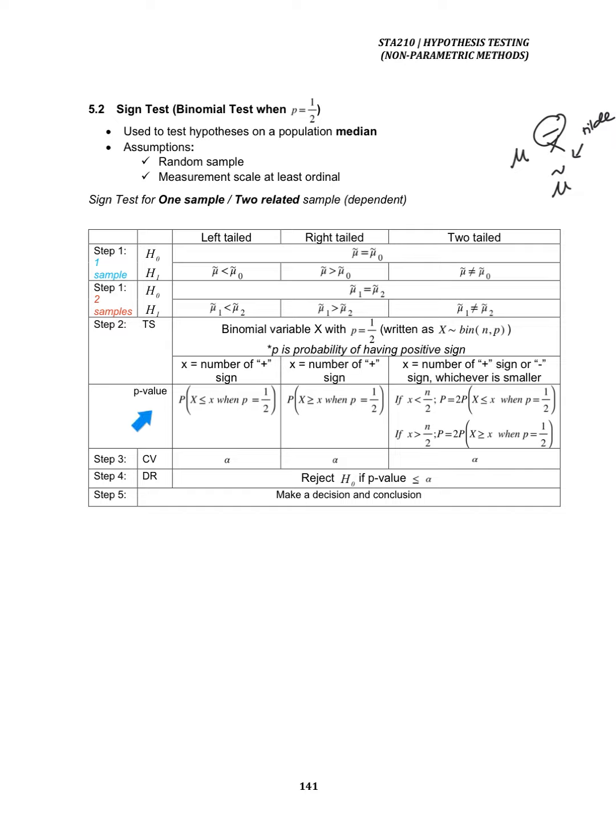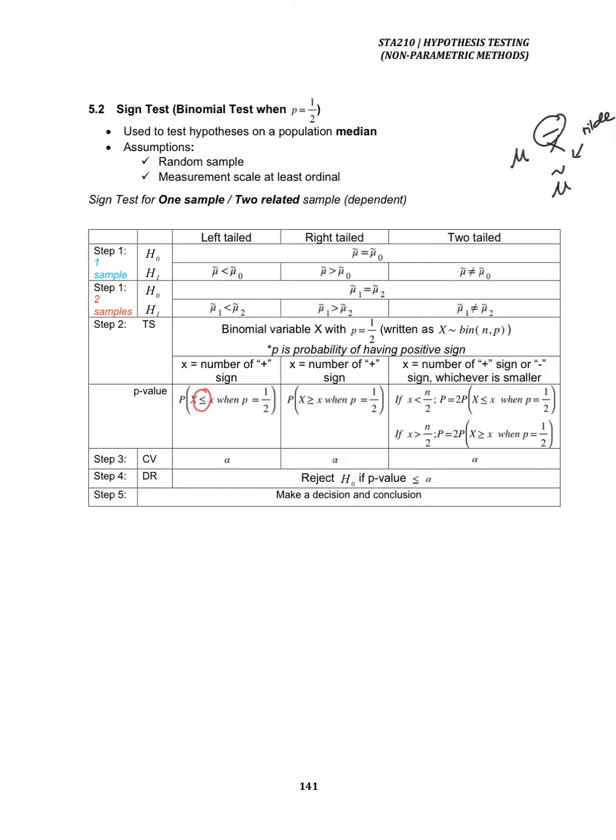Okay, and then you have to calculate the p-value for each tail, the left tail, right tail, and the two-tail. For the left tail, how to calculate the p-value is the probability value for X less than or equal to x when p equals half. Okay, so you have to be familiar with or memorize the symbol. Nanti dia akan menyebabkan kita akan tengok table binomial ya.